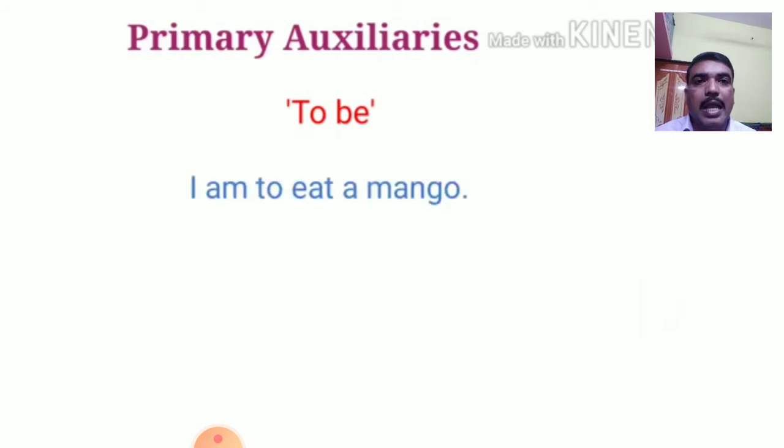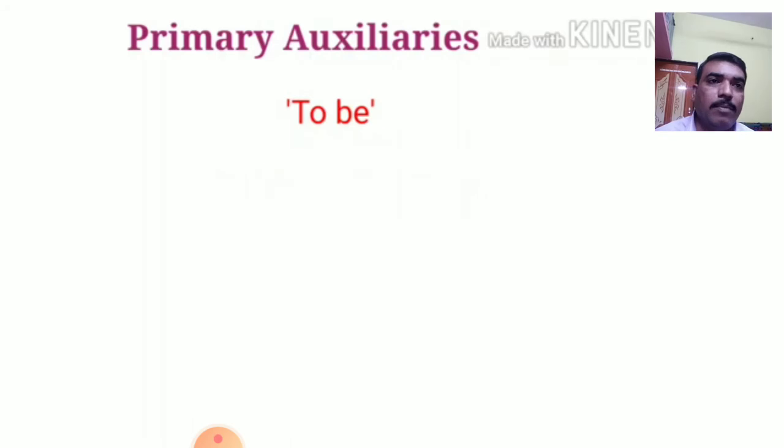Again, I am to eat a mango. Here, am is again playing the role of an auxiliary verb. Along with it, to eat is also there, which is playing the role of the main verb. But am is a helping verb to it, right? That is a very important function of the to be verb.